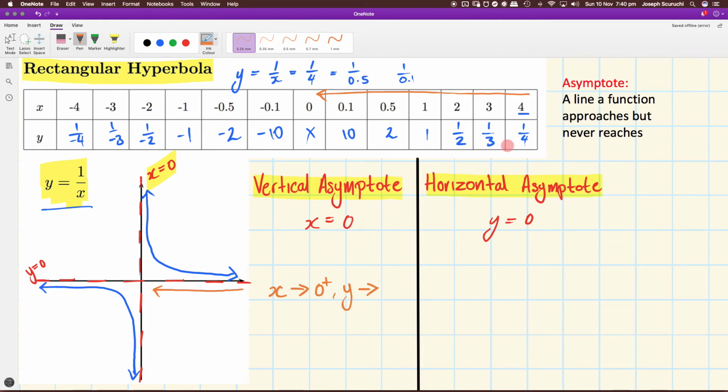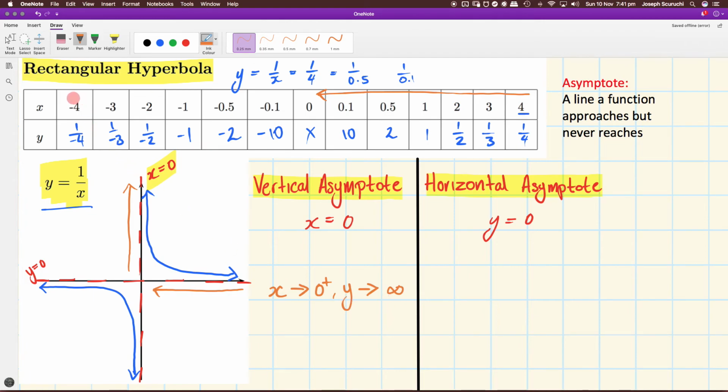So let's look at our table of values. As x approaches 0, y is going 1/4, 1/3, 1/2, 1, 2, 10. It's getting bigger and bigger and bigger. If we were to draw a little arrow showing this, as x is getting closer and closer to 0 from my positive direction, my y values are getting closer and closer to infinity. They're getting bigger and bigger. So as x approaches 0 from the positive direction, I could say y is approaching infinity.